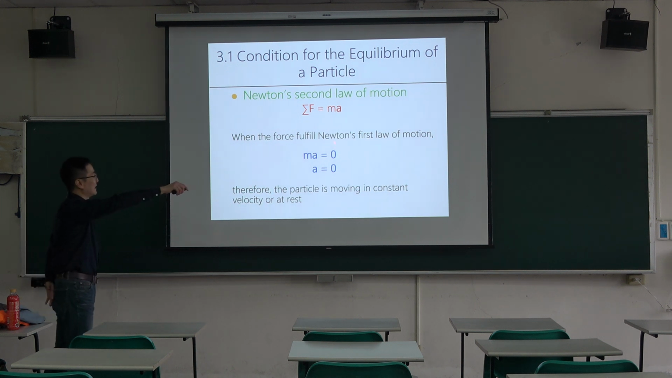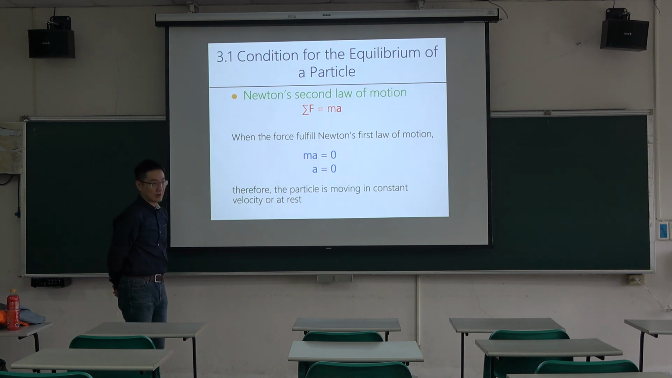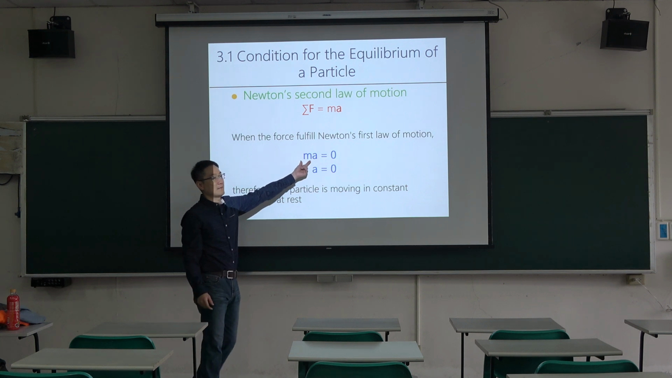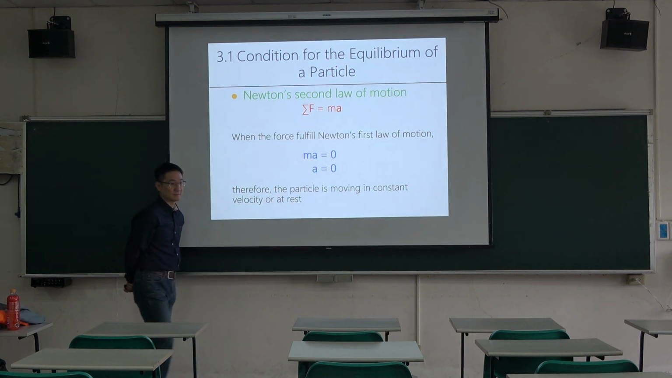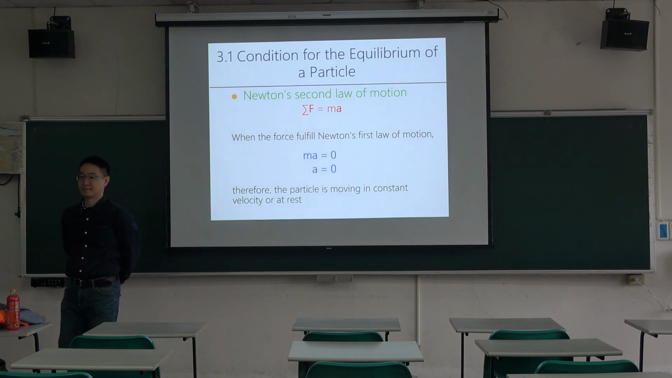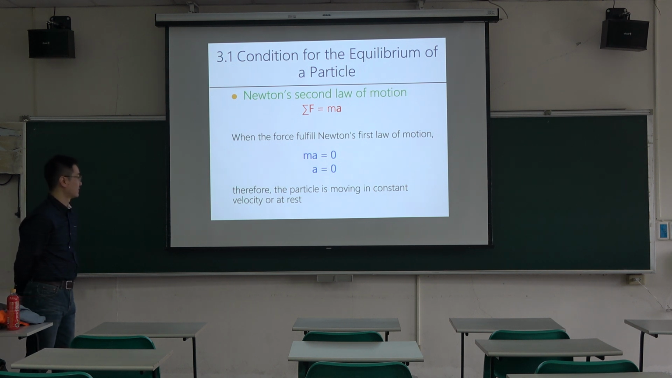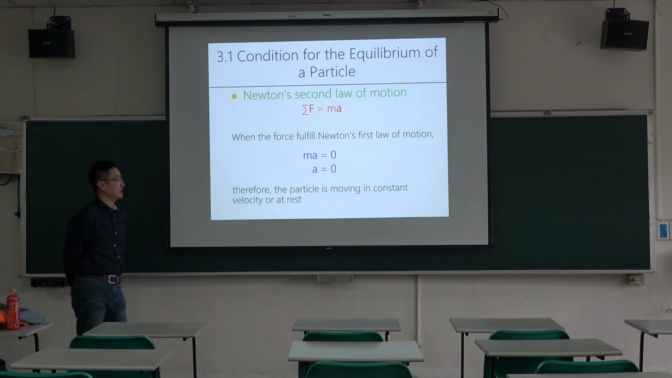So if this equation equals 0, that means the acceleration will be 0. Clear? Because there are only two terms. Mass is not 0, so acceleration is 0. Based on this condition, the particle is moving at constant velocity or at rest.